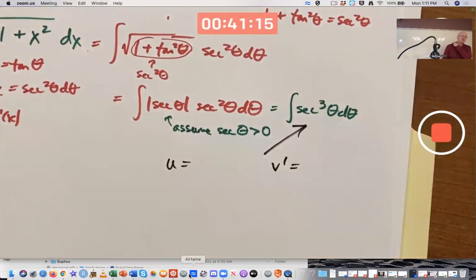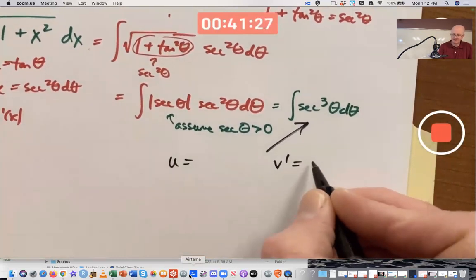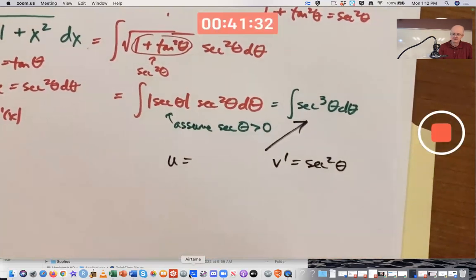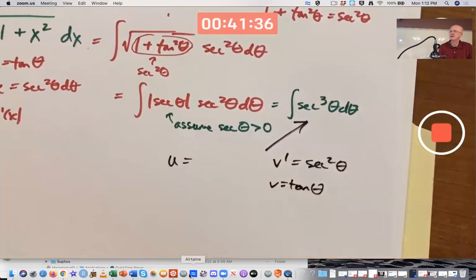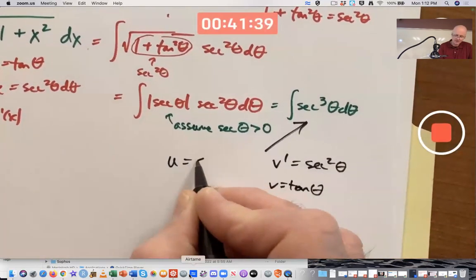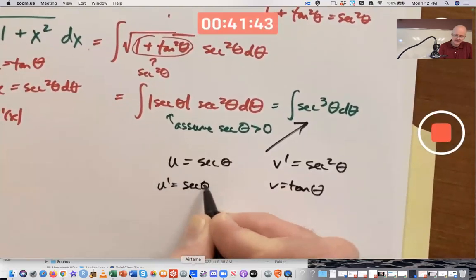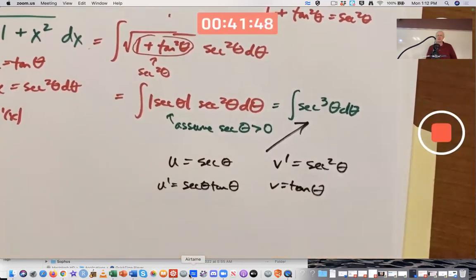We want u and v prime to be chosen so that the product is secant cubed. So probably one of them needs to be secant squared and one needs to be secant. Most important bit of advice is make v prime be something easy to integrate. So make that be the secant squared, so that v is tangent. And then let u be the other factor, which is secant. And therefore, u prime is secant theta tangent theta. The derivative of secant is secant times tangent.